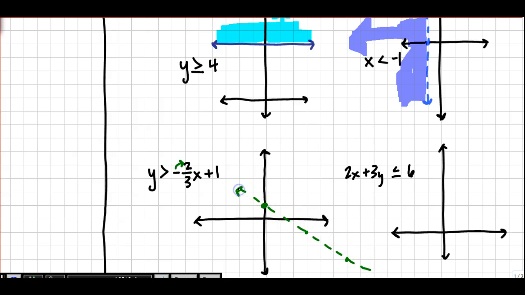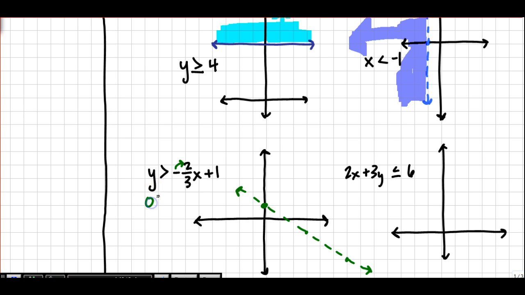And now I need to figure out where to shade. As far as shading goes, if I plug in the point 0, 0, 0, 0 is on this side of the line. So if 0, 0 makes this a true inequality, then I know that the solutions to the inequality are below the line. If 0, 0 makes it false, then I know that I'd be shading above because all the answers are not on the side where 0, 0 is located.